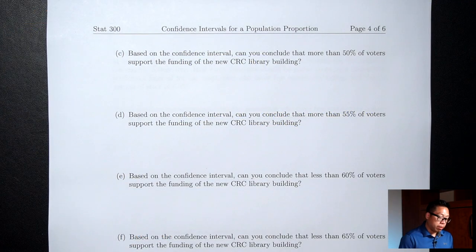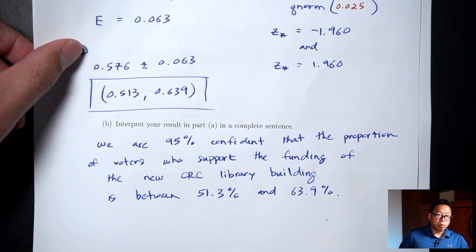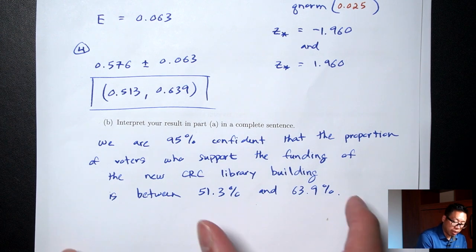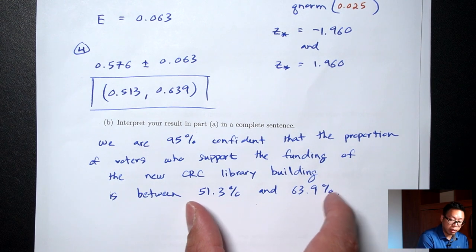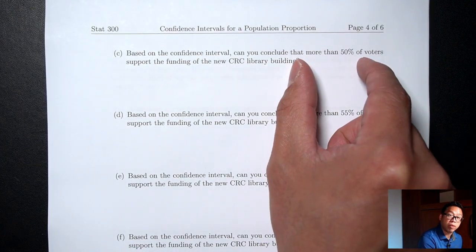Part C. Based on the confidence interval, can you conclude that more than 50% of the voters support the funding of the new CRC library building? Going back to the sentence that we just wrote, we don't know what the true percent is, but our confidence interval is telling us that the true percent is somewhere between 51.3% and 63.9%. So knowing just that, can we say that the true percent is going to be more than 50%?